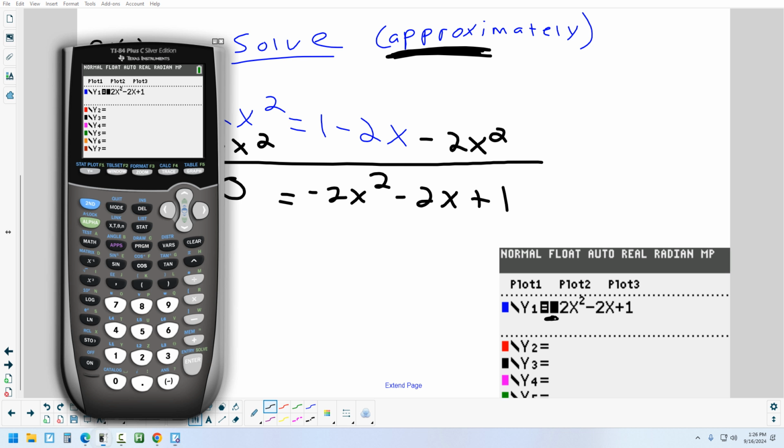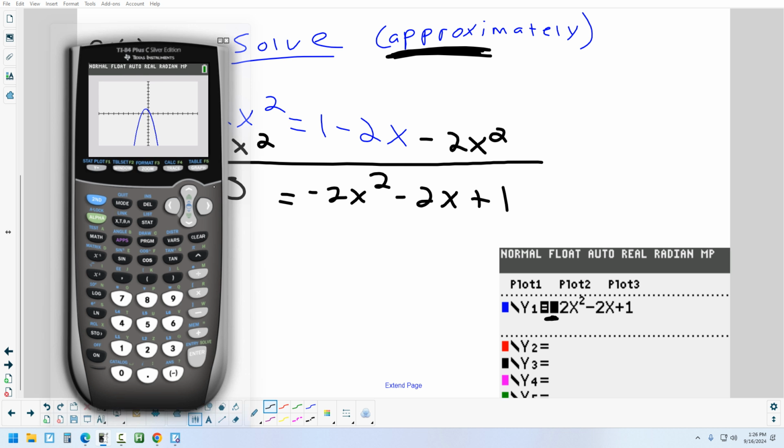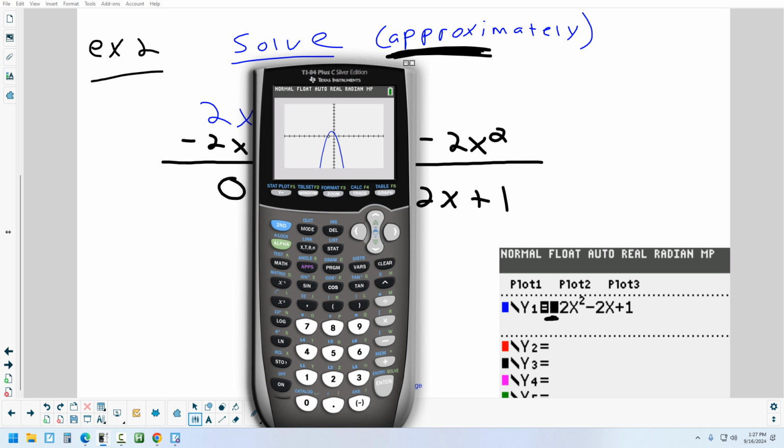All right, somebody tell me what I do now to find this point on the left where it crosses. Second, calc, 2. Then you move it to the left of it, hit enter. Then move it to the right of it, hit enter. Then you just hit enter, and we hit enter one more time, and we get negative 1.366.